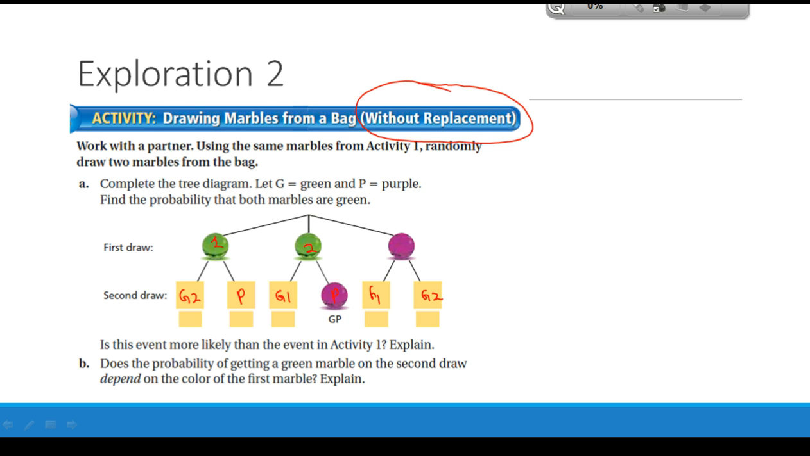So this would be green on the first draw, green on the second draw. Then I would draw green, purple. This would be green, green, and green, purple. This would be purple, green 1 and purple, green 2, but still purple, green, right? So let's talk about the choices. For the first draw, and second draw.